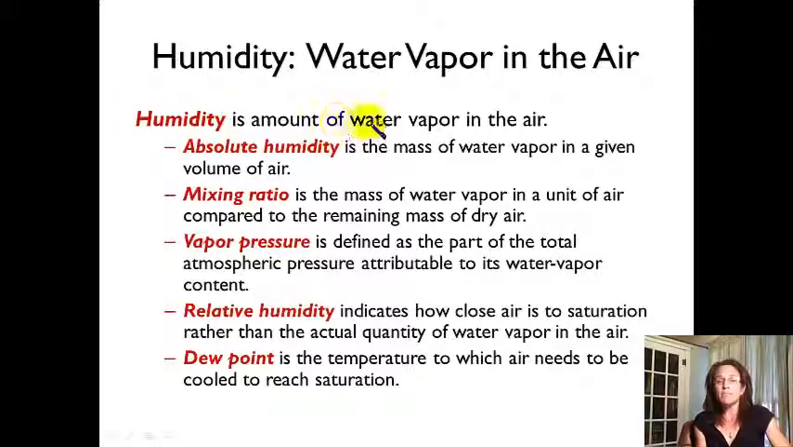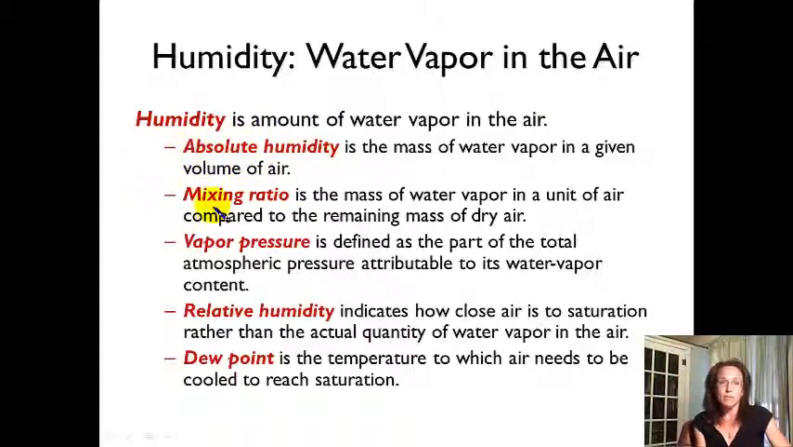So humidity is the amount of water vapor, and remember, water vapor is just water in the gaseous phase or gaseous form. The humidity is the amount of water vapor that's in the air. And there are a few different ways we can measure this. We can express humidity as absolute humidity, mixing ratio, vapor pressure, relative humidity, and dew point. And all of these are telling us something about how much water vapor is in the air. So let's go through each of them.